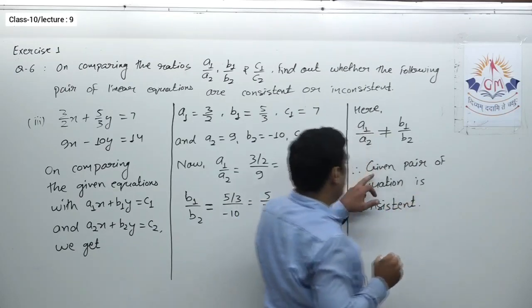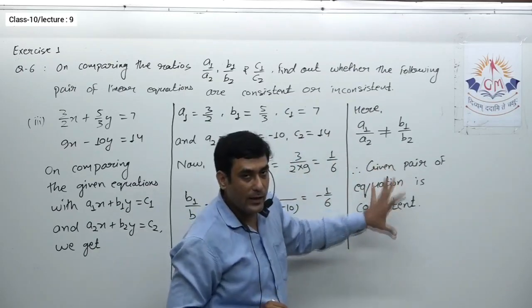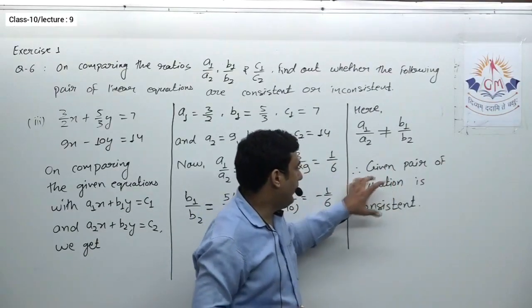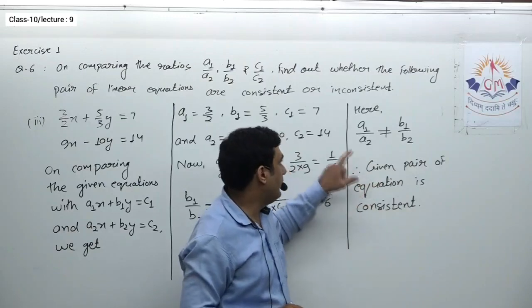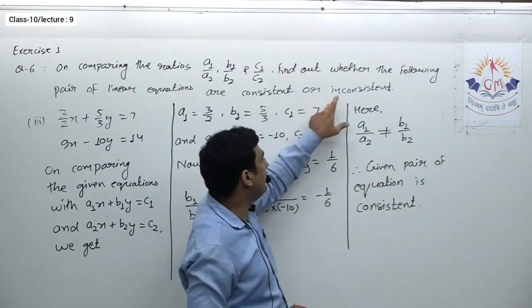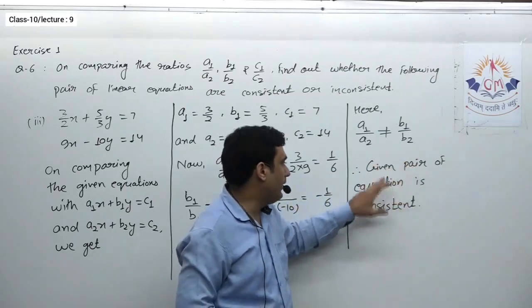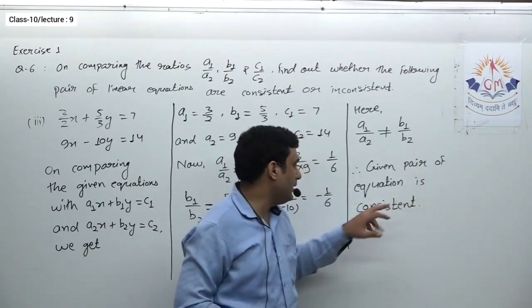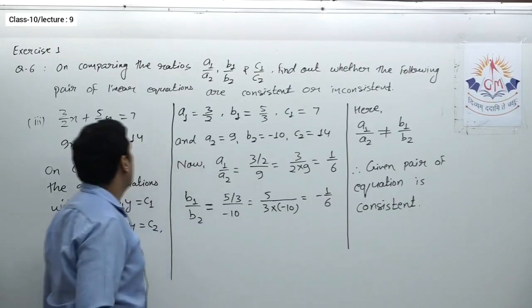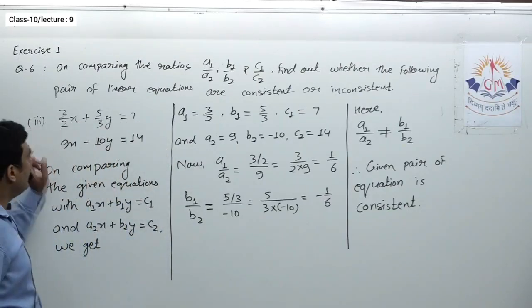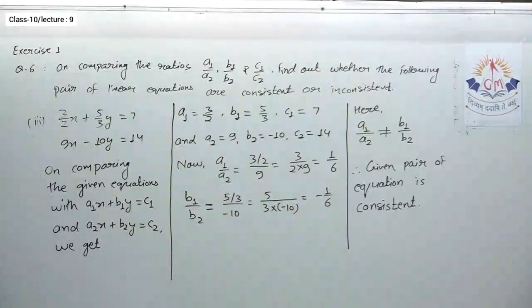Don't forget to write this concluding line. Whatever they are asking, we have to write our final answer in that manner only. So here they were asking whether it is consistent or not consistent, so we have to give that statement as our final answer. So given pair of equation is consistent. So this is the second one, third one. Now note it down, then we'll see the next one.